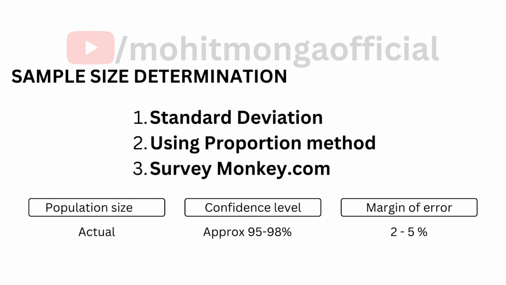Sample size determination. First method is standard deviation, SD, a statistic that measures the dispersion of a dataset relative to its mean and is calculated as the square root of the variance. Second one is using proportion method. A proportion is an equation in which two ratios are set equal to each other. Third one, easiest one, using surveymonkey.com, in which we mention the population size, confidence level or level of significance we are having ranging from 90 to 99% depending on case to case, and margin of error ranging from 2 to 5%, which helps to determine sample size.